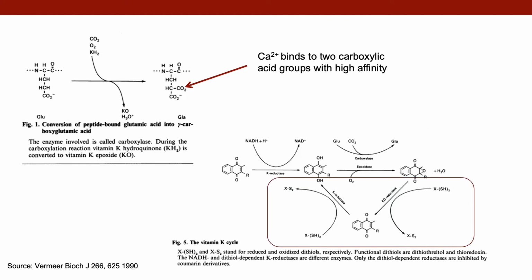And then you see that the vitamin K gets recycled back into the form that can be used by the enzyme to make gamma-carboxyglutamate by two reduction steps. And it's those reductases that are inhibited by the coumarins, and so that's how coumarin is interfering with the blood clotting.